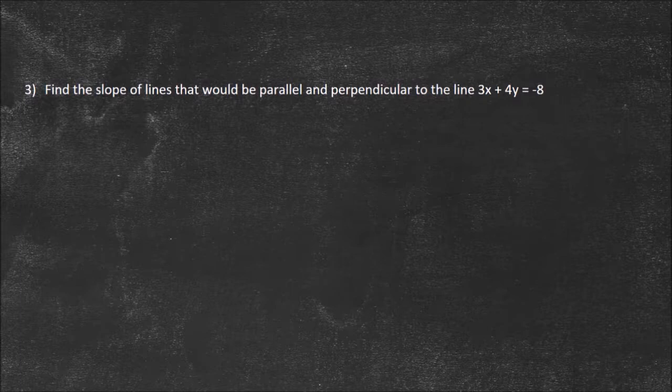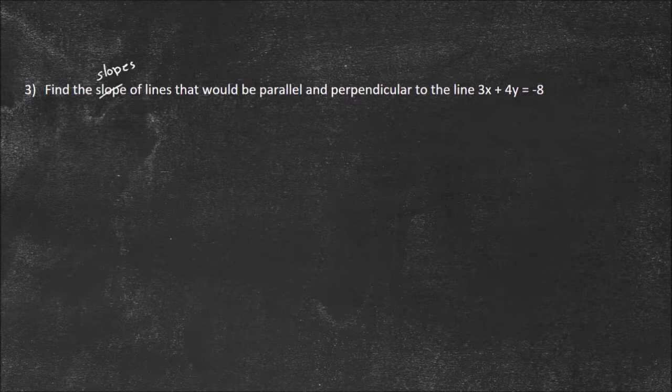Now this is one where we're going to start combining the parallel and the perpendicular lines and practice with both. So we want to know the slope of the lines that would be parallel and perpendicular to the line 3x plus 4y equals -8. Notice that these will be two different slopes. They won't be the same. You can't have one line that's both parallel and perpendicular, because to be perpendicular you have to create a right angle, which means you have to intersect. So these will be two separate slopes. So maybe I should write slopes.